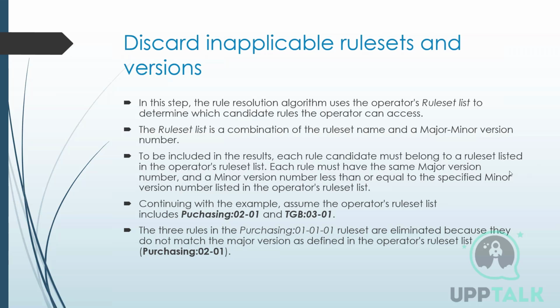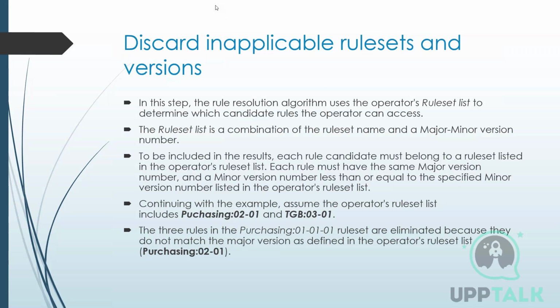Whereas minor version can be less than or equal to the one mentioned on the operator profile. What is happening? Two things. One is it has to be on the operator rule set list. The second one is major version same, whereas minor can be less than or equal to. But how do we deal with this?